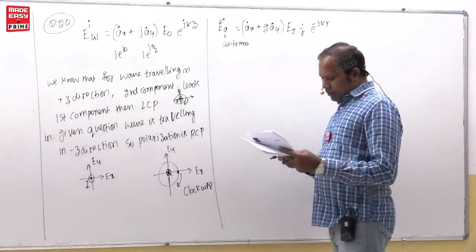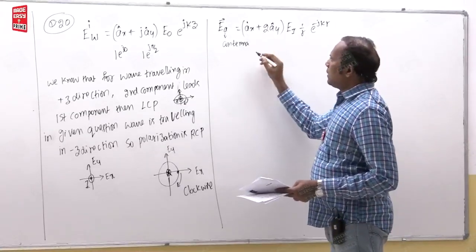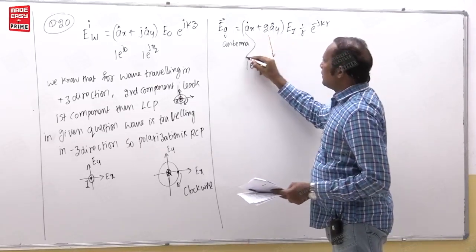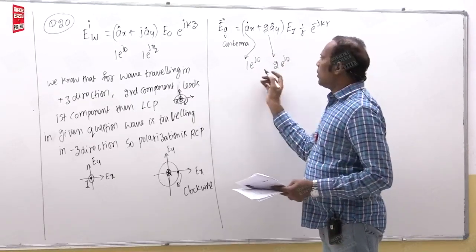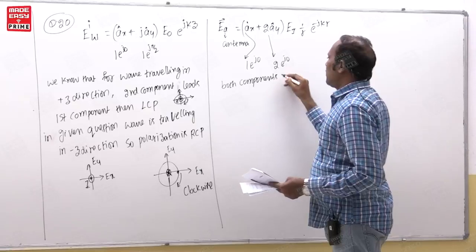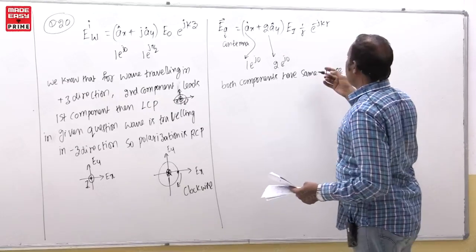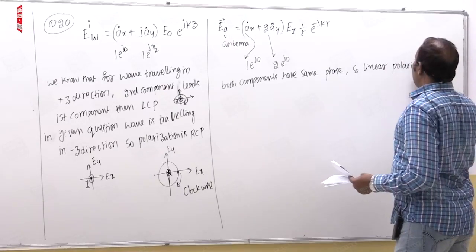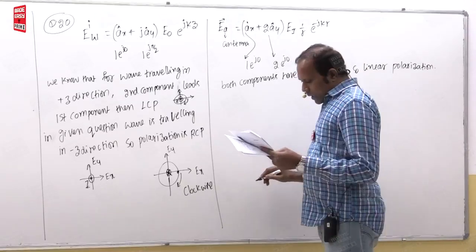Next, coming to this one, see the polarization of the antenna field. Here this has 1 e^(j0) and this has 2 e^(j0). Both components have the same phase, that means phase difference 0. So it is linear polarization.